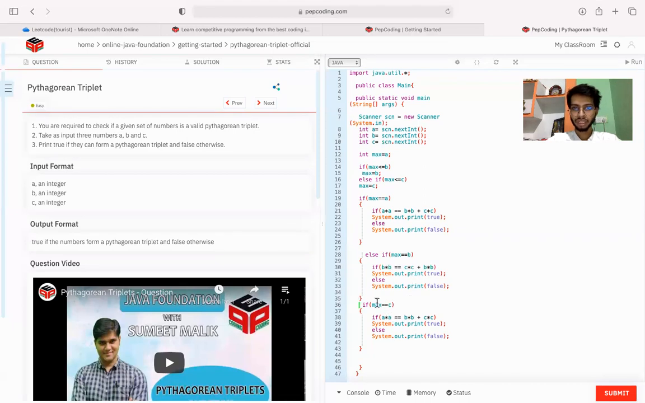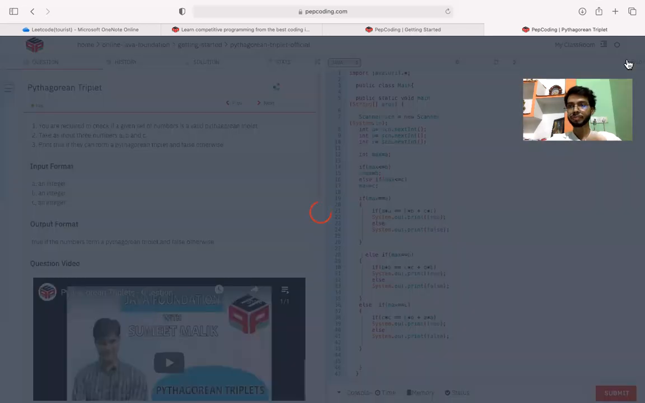And then the next thing I'm checking is, else if max is equal to c. Here I'm checking whether c into c is equal to a into a plus b into b, otherwise it will be false. Let's run this code.